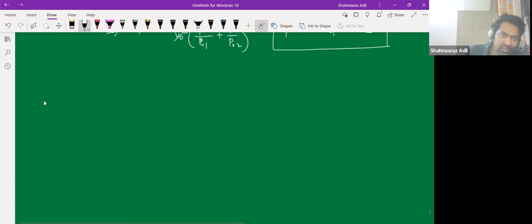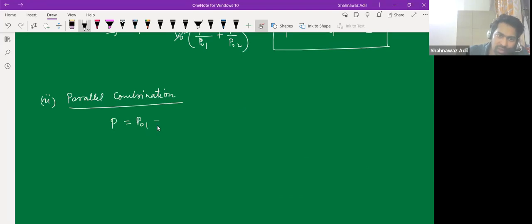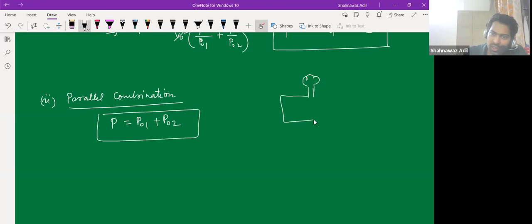Similarly, in the parallel combination, power would be P naught 1 plus P naught 2. So if you have two bulbs connected in parallel, this has P naught 1, this has P naught 2. So that is the total power dissipated.